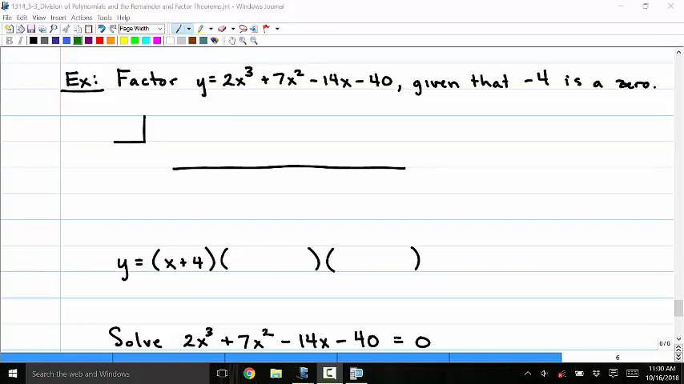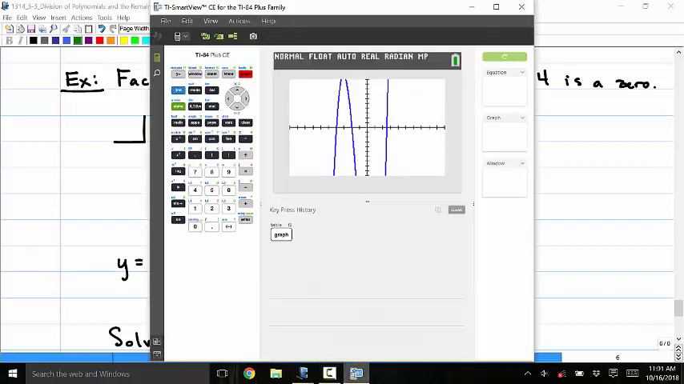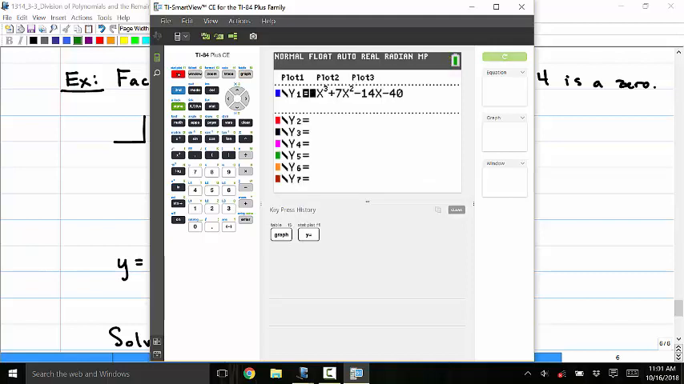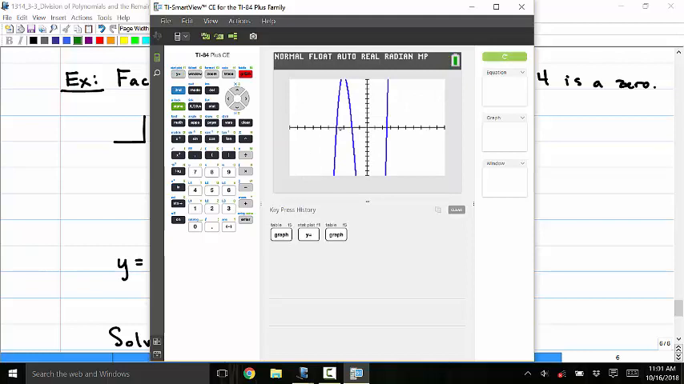Okay, one of the last couple of problems in the section on division of polynomials says to factor the polynomial y equals 2x cubed plus 7x squared minus 14x minus 40, given that negative 4 is a 0. I'm going to tell you to always go graph these polynomials first. If I look over on my calculator, where I put that polynomial into y1, I see that negative 4 is indeed a 0. What else is a 0? Negative 2 and possibly somewhere between 2 and 3, right?